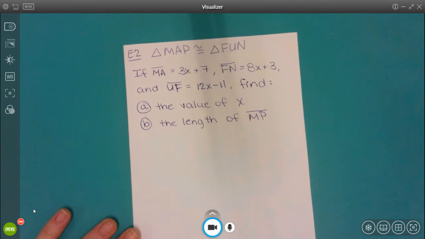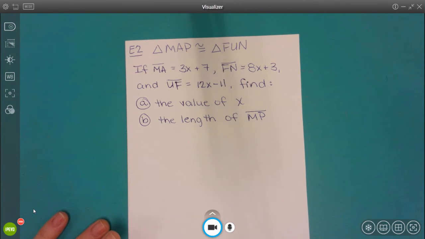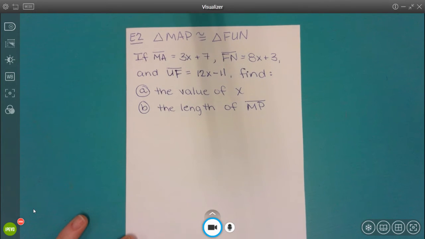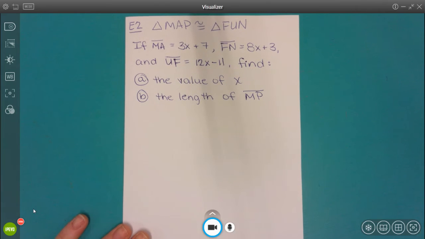So here's our second example. Triangle MAP is congruent to triangle FUN. So if MA is 3x plus 7, FN is 8x plus 3, and UF is 12x minus 11, we have to find x and then find the side length MP.